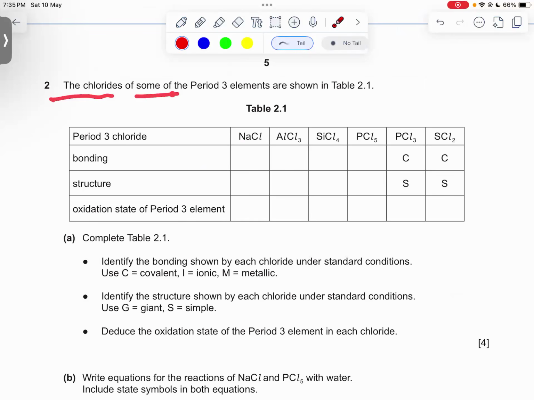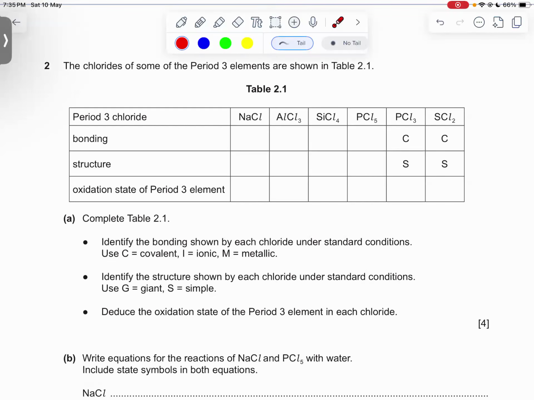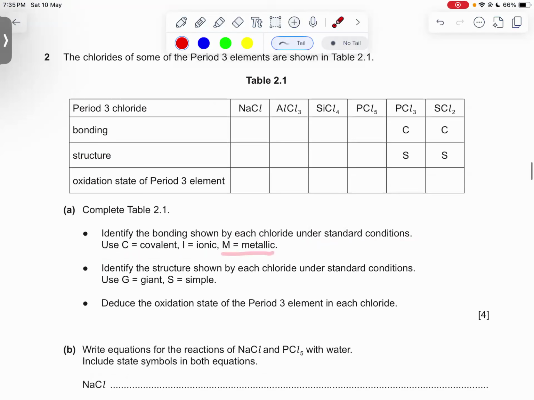Question number two. The chlorides of some of the period 3 elements are shown in table 2.1. Their bonding and structure is shown. Identify the covalent bonding shown by each chloride under standard conditions. Use C for covalent, I for ionic, and M for metallic. Identify the structure shown by each chloride under standard conditions. G for giant, S for simple. So we have to identify a lot of things.